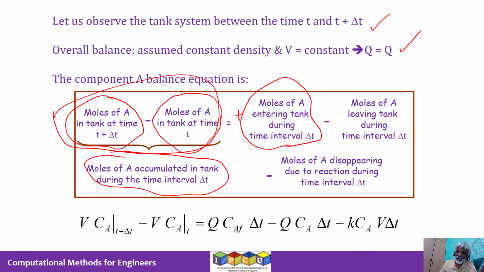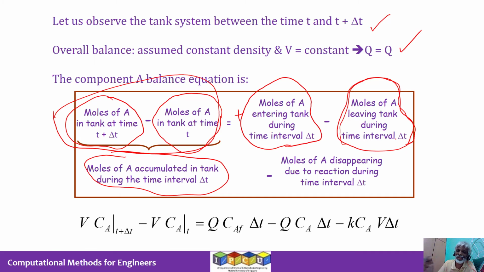Now A leaves the system in two ways. One is that it leaves as A itself in the exit stream. Unconverted A can leave the system. So this is what leaves the reactor via the exit stream during the time interval delta t.